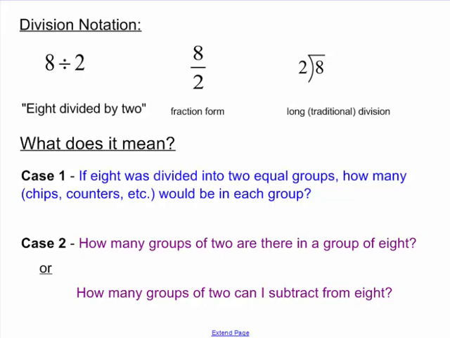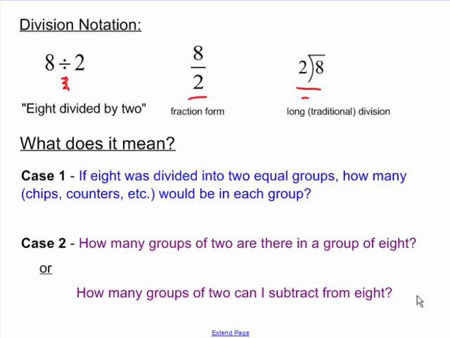So division notation, there's a whole bunch of ways of showing division. It's just probably what makes it a little bit complicated. We have this little symbol here. This means division. It's a line with two dots, one above and one below. We have a fraction form, which we've kind of seen. And then we have this guy here, which is the long division or traditional way of writing division. And we'll get to that in a future video.